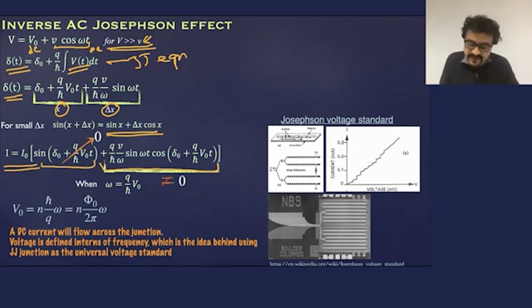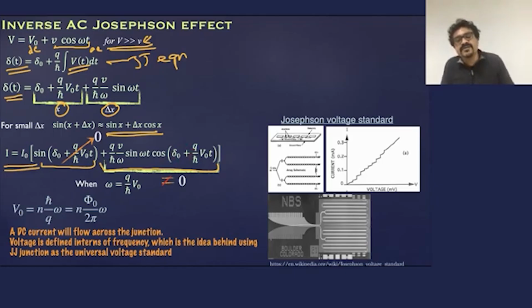When you measure it, this first term is a time varying term, so that is not going to give you any DC current. This is also a time varying term, not going to give you any DC current, except whenever this condition is met, omega equals Q by H bar into V0, or integral multiples of that. Whenever this condition is met, this term will be non-zero.